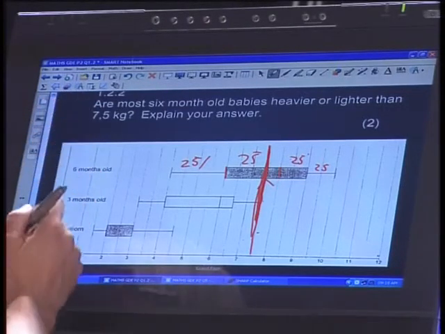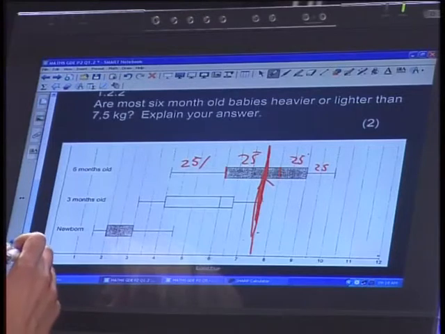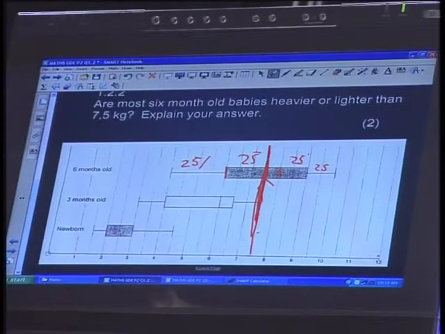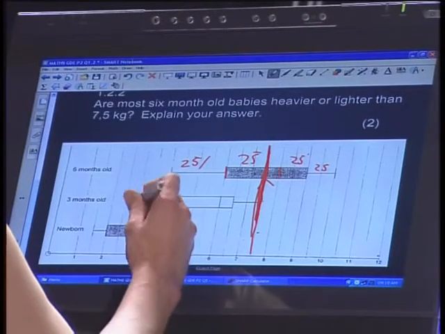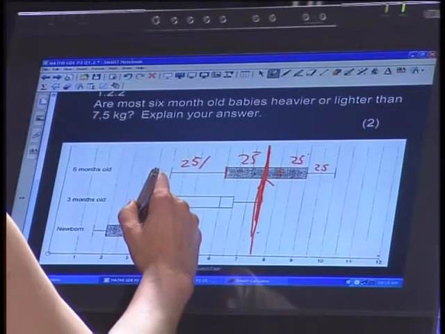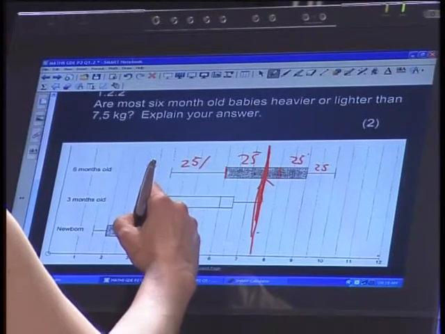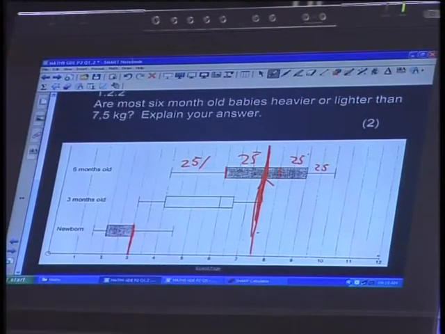Right, let's have a look at the next question. The next question is, how many newborn babies weigh less than 3 kilograms? Okay. So there's 3 kilograms for the newborn babies, and percentage-wise, I can see that 75% of all newborn babies weigh less than 3 kilograms.